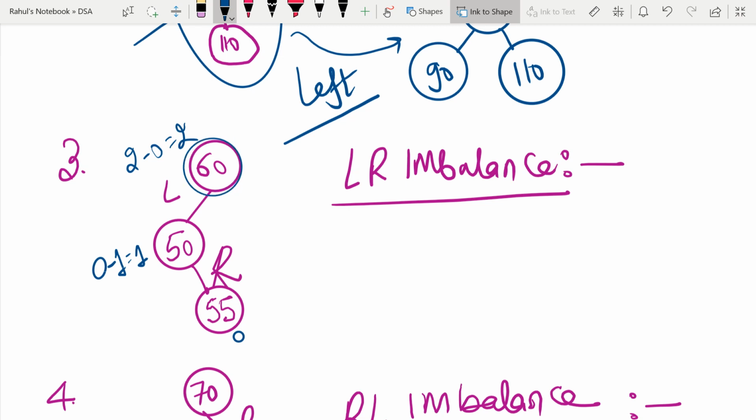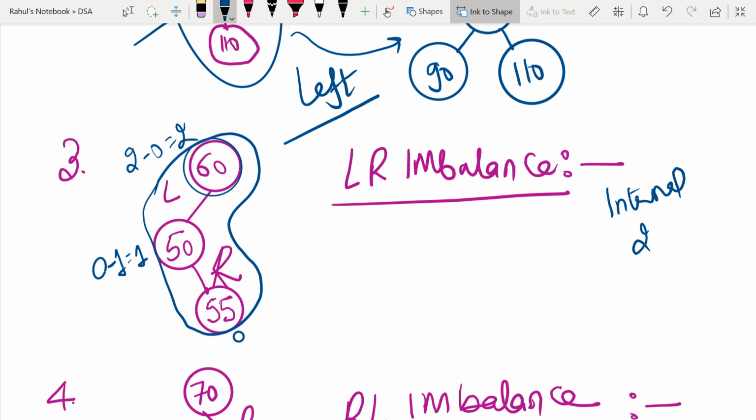So how is this node creating imbalance? In LR manner, left right manner. Whenever we get LR imbalance, LR imbalance has two internal rotations. The internal two rotations are here. And the final tree would be like that.